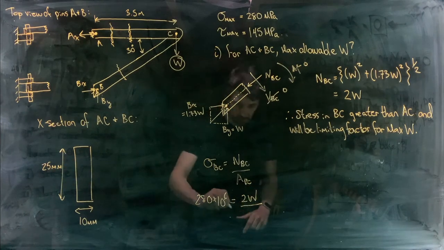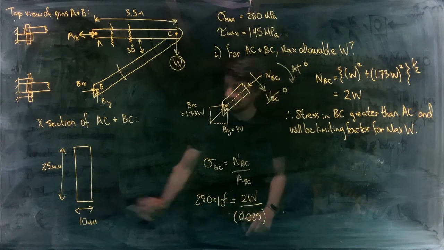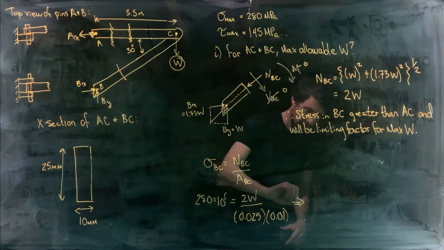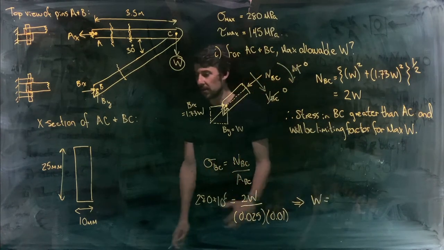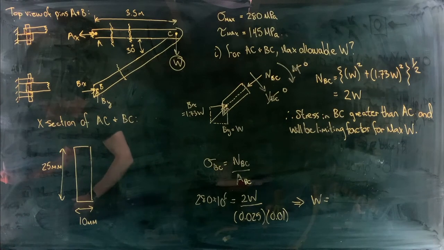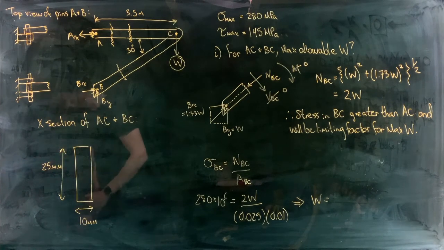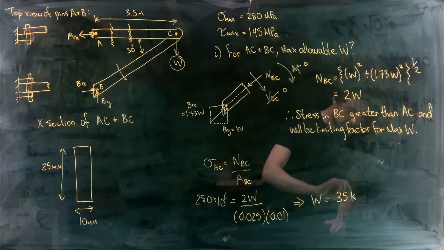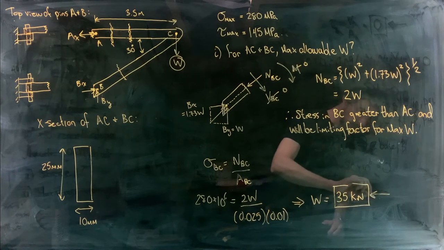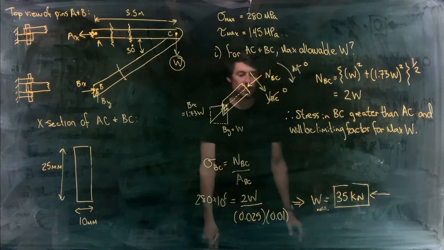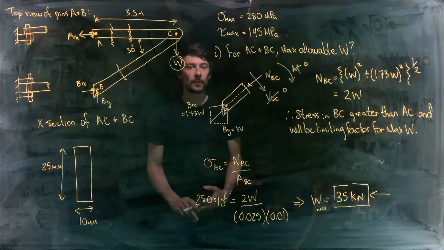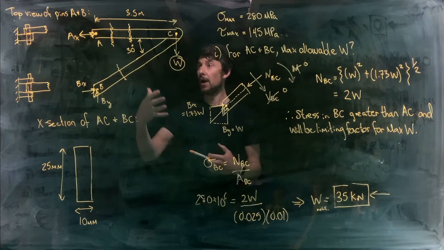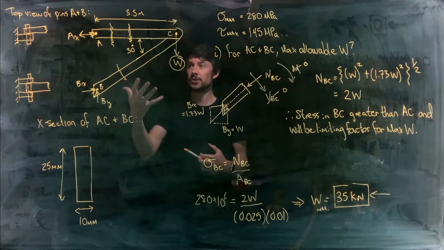We want meters here. So 0.025 for the height and 0.01 for the width here. So that again gives us W in newtons. 35,000 it comes out to be. So that's 35 kilonewtons is the max value of W, W max. Okay, all right, so quite a long process to get there with explaining everything. But of course, now that you've had your statics refresher, you could do this very quickly.